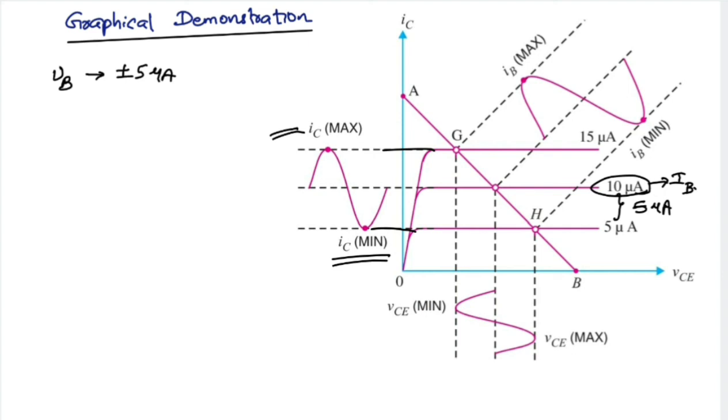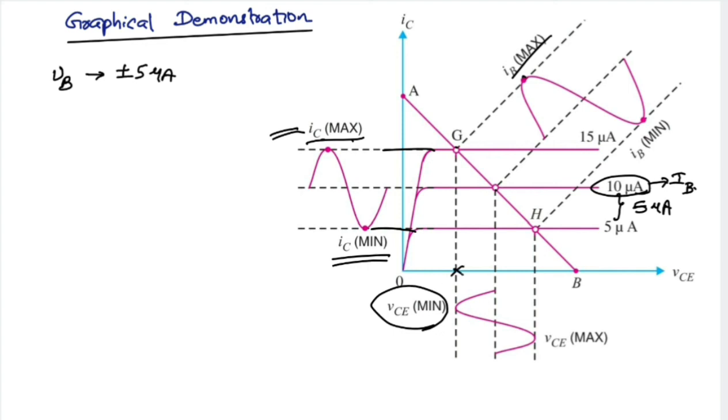So if this is zero signal current, this is the Q point. And you can see that when base current is maximum in the positive direction, so this is the maximum value of base current, corresponding to IB max, we have IC max. But corresponding to IC max and IB max, you can see VCE minimum. So what does this mean? When base current is maximum in the positive direction, VCE becomes maximum in the negative direction. That means the point G denotes the minimum value of VCE.